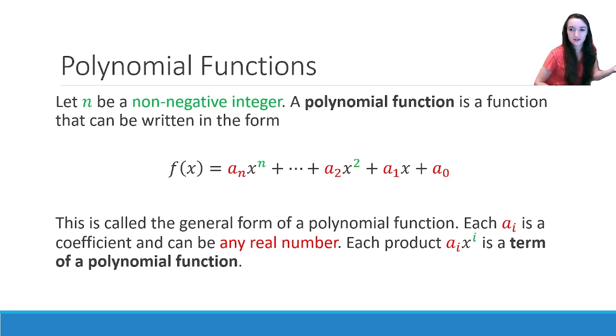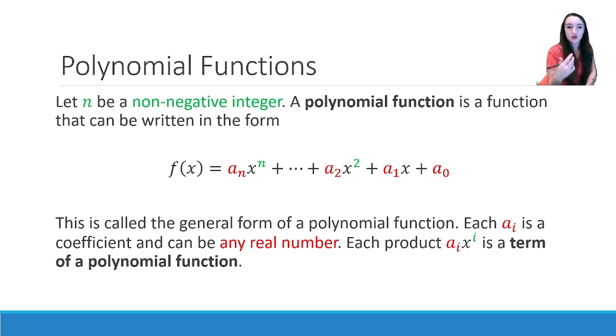We'll get into how that relates to our end behavior in a moment, but we can definitely see how it relates to our power functions, because if n is some non-negative integer, a polynomial function is a function that can be written in the form a_n x to the n power, plus, continuing down the line, a_(n-1) x to the n minus 1, a_(n-2) x to the n minus 2, and so on, down to a_2 x squared, a_1 x plus a_0, all the way down to the constant term. So this is called the general form, or standard form, of a polynomial function.